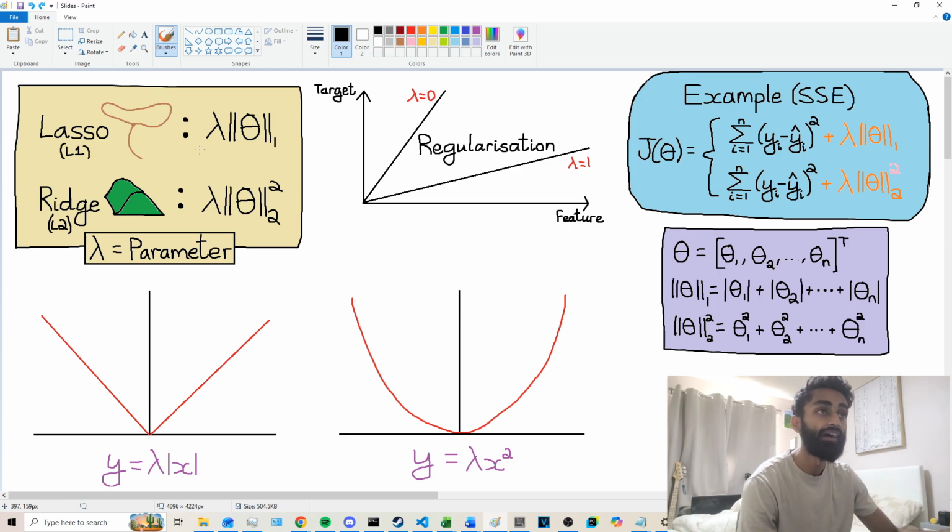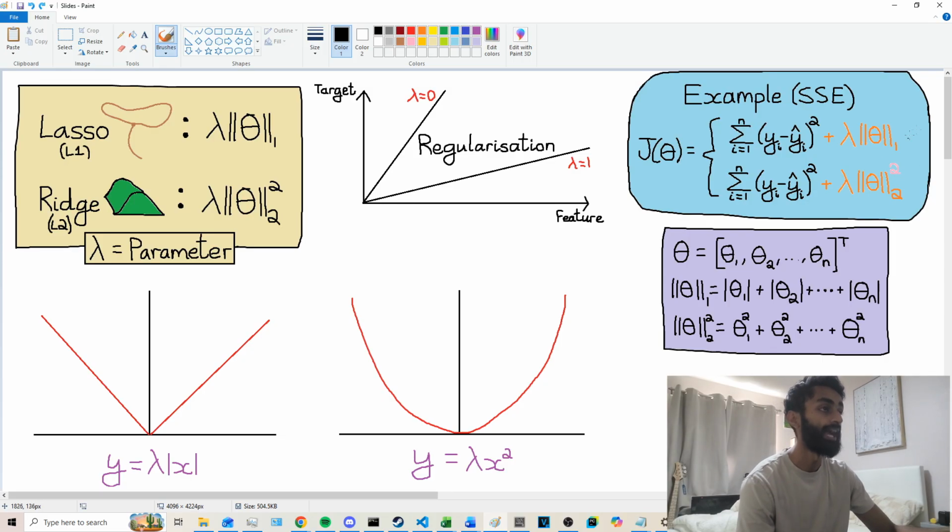So here we have lambda times the L1 norm of theta, where theta is a vector containing all our parameters, as you can see in the purple box here. And for Ridge, instead of the L1 norm, we use the L2 norm, and then we square it. The formula for that can be seen here. As an example, for our cost function, in the case of the sum of squared errors, J of theta, as you can see in the blue box here, we add on lambda times the L1 norm or lambda times the L2 norm squared, depending on Lasso or Ridge.